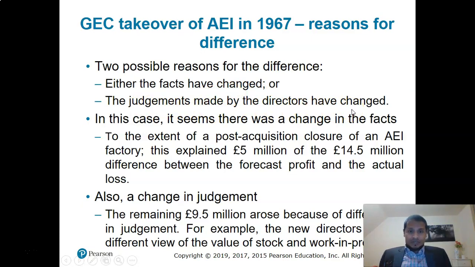And of the two, what about the facts? Changes in the facts. The facts were actually 5 million, and the 9.5 million difference happened because of the judgment. So the 5 million changes because of profit or loss in relation to revenues and expenses, and the 9.5 million difference was because of the judgment in evaluating the assets and liabilities of the organization.